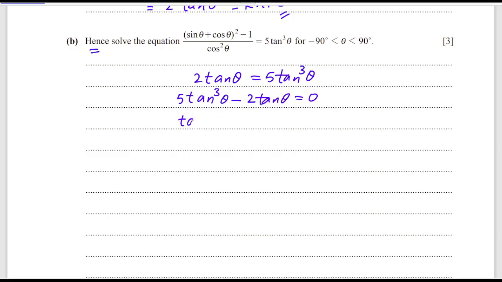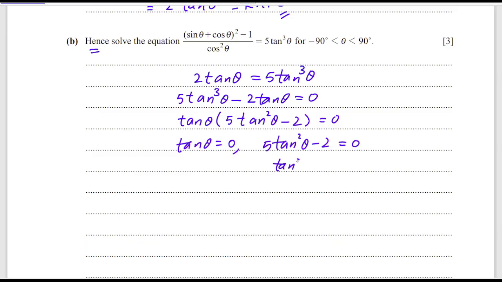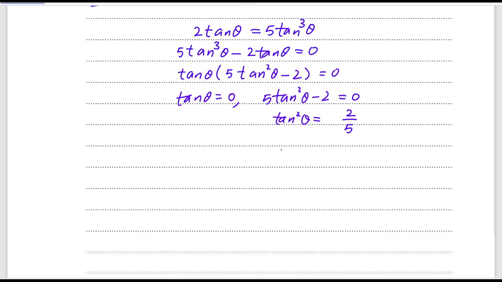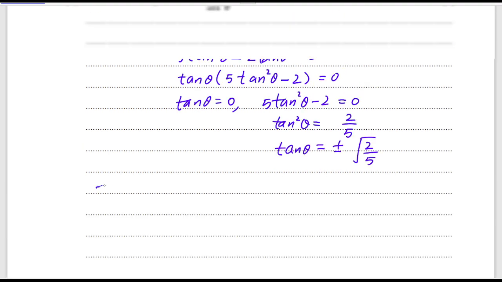Taking tangent theta common from these two expressions, we have 5 tangent square theta minus 2 is equal to 0. This means tangent theta is 0 and 5 tangent square theta minus 2 is 0, which means tangent square theta is equal to 2 over 5. So tangent theta is equal to plus minus root of 2 divided by 5. So now we will solve these equations.